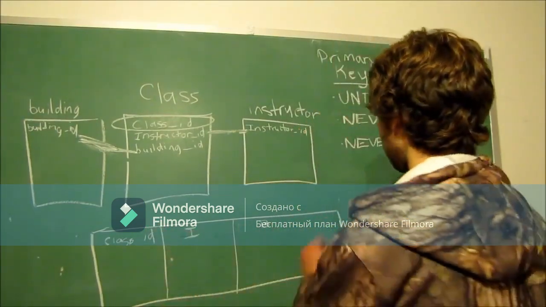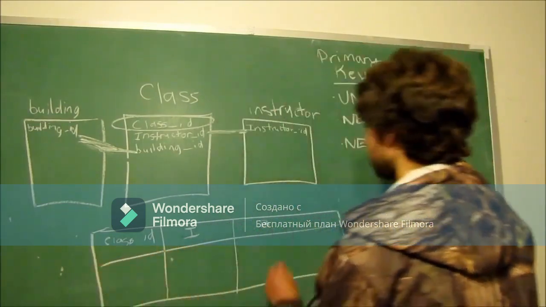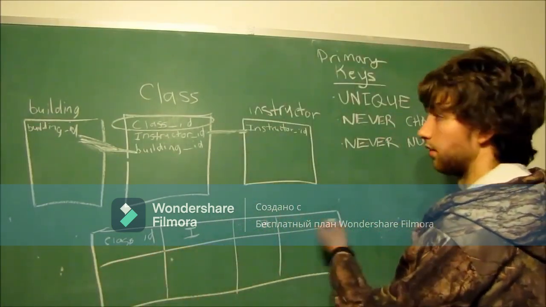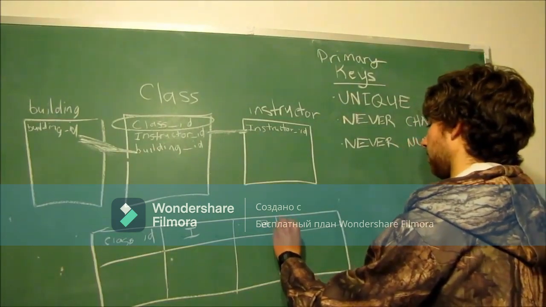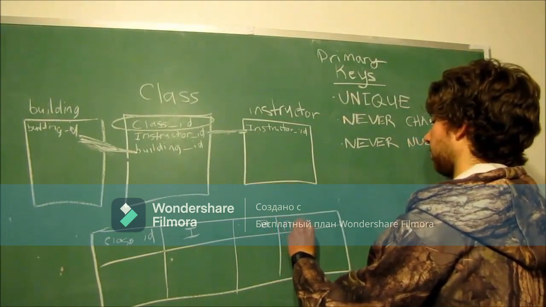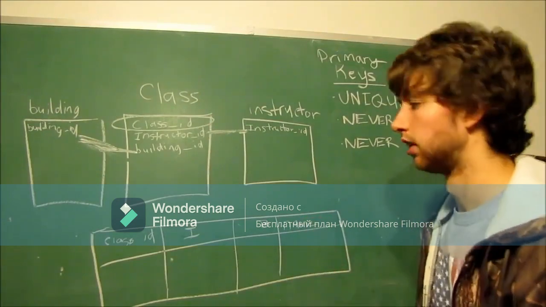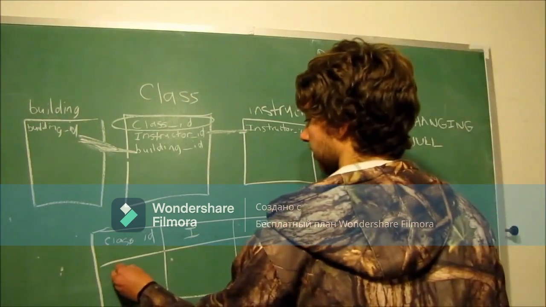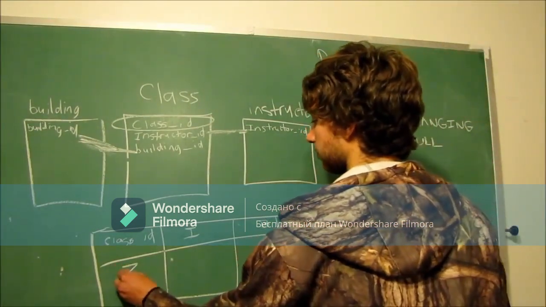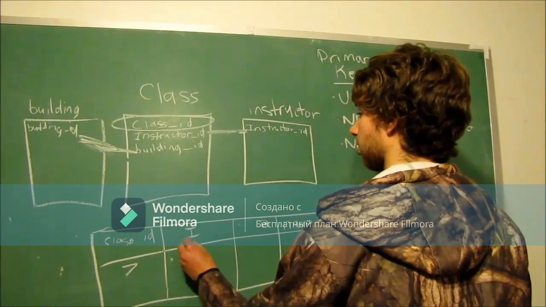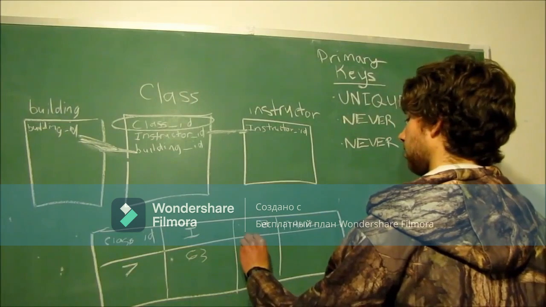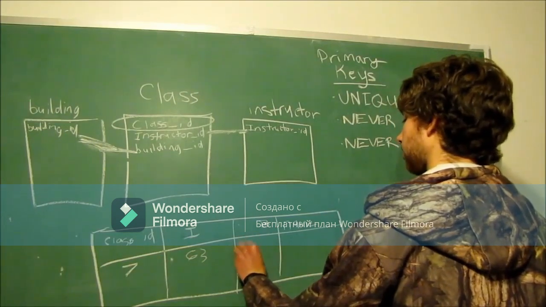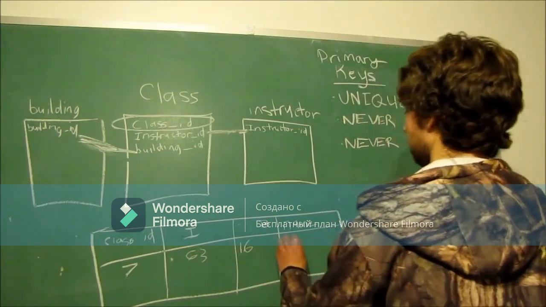So we could have a class ID, and just to be more accurate to what a normal database would be, we could say the name of the class, like biology or whatever. So we could have a class ID with 7 for a value. The instructor ID could be 63. We could have the building ID of 16, and then the name could be biology.